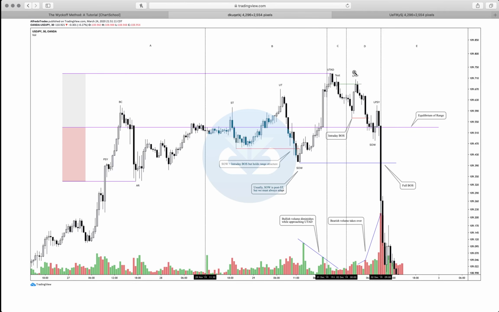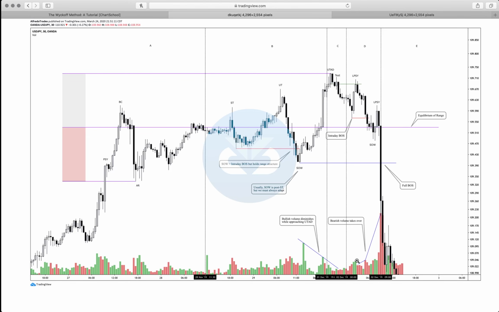right? So after that first LPSY is formed, now that's an intraday break of structure. So now we have a UTAD, we have a higher low, a lower high, I'm sorry, right? Followed by a break of a low, right? This is our second SOW, right? We then create one last pullback, fill 50% of inefficiency there, right? And as soon as that happens, we just die, right?